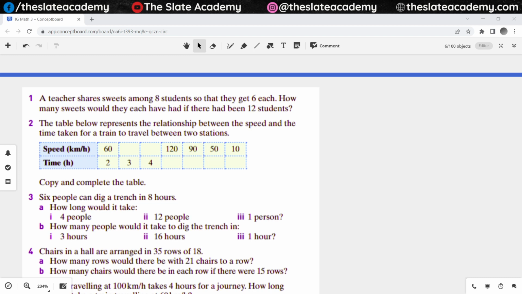No, initially if there are 8 students, each gets 6. If there are 8 students, each of them gets 6. How much would each of them get if there were 12 students?